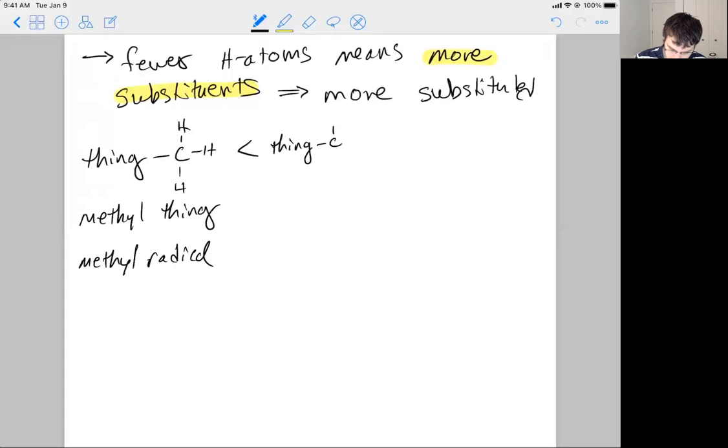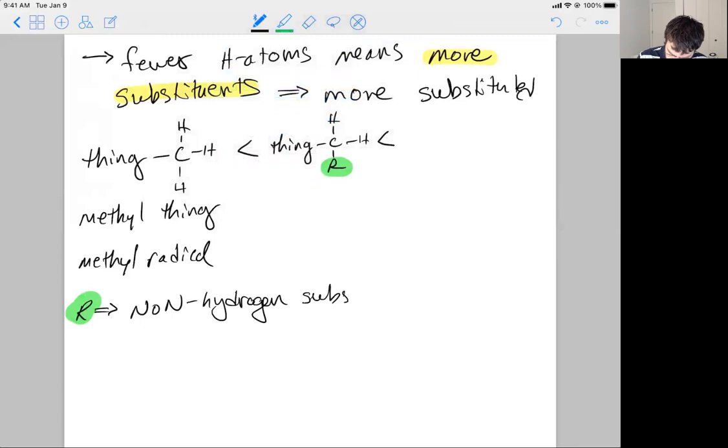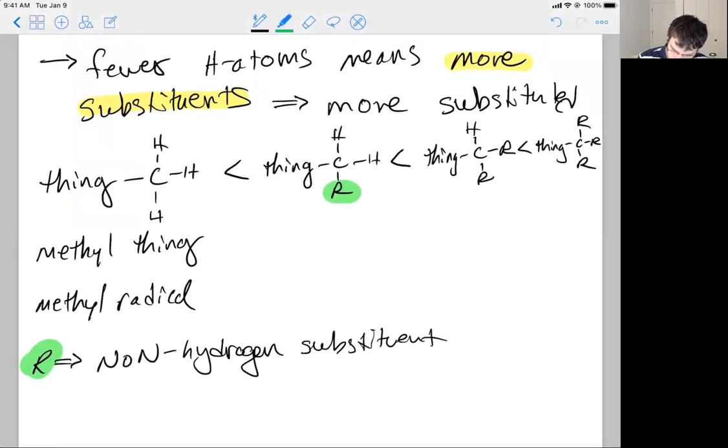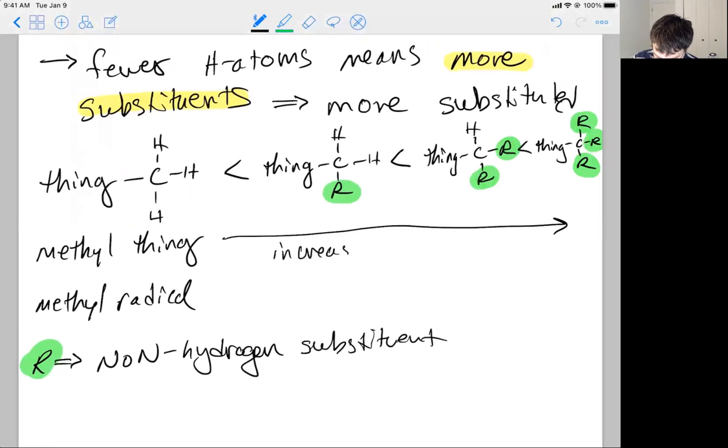Now, what I'm going to do is replace one of the hydrogens on this molecule with an R group. R is just some variable for a group that's not hydrogen. So this is a non-hydrogen substituent. Now, if we replace another hydrogen atom with an R group, and then draw an example where we replace all of the hydrogens with R groups, what we've done as we proceed through here, with the less than signs, is increase the substitution at the carbon atom.